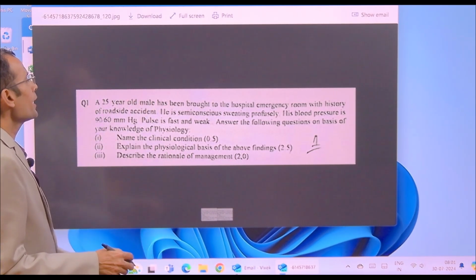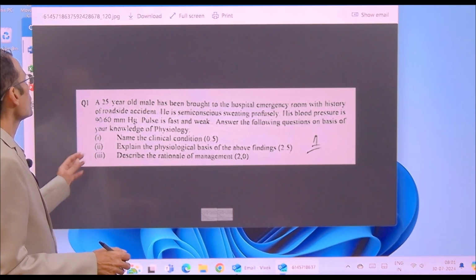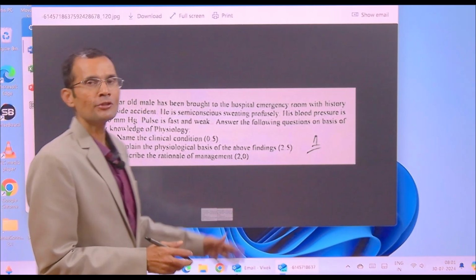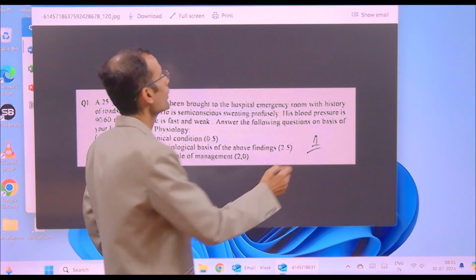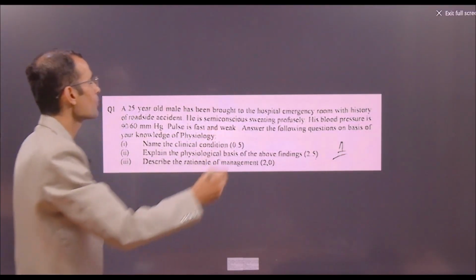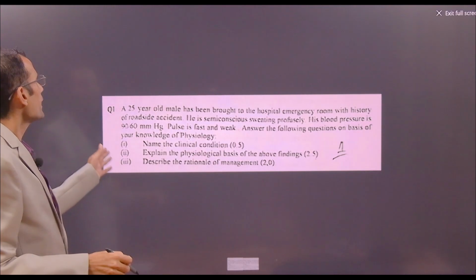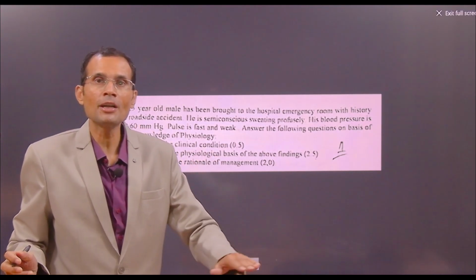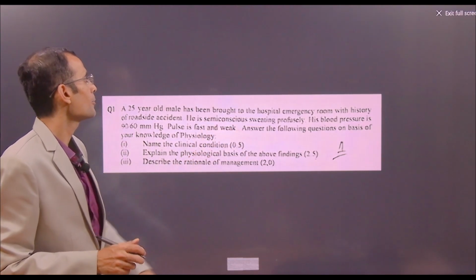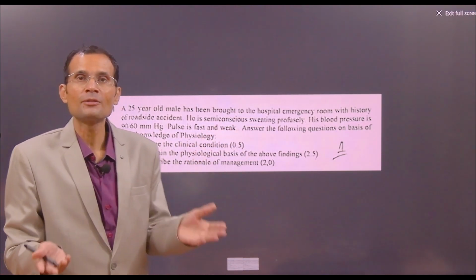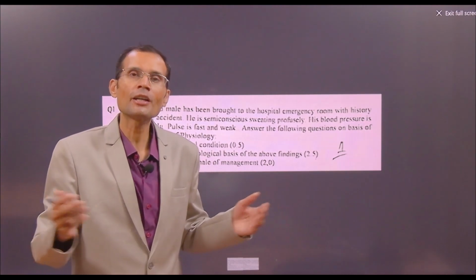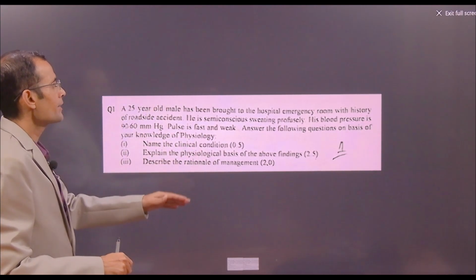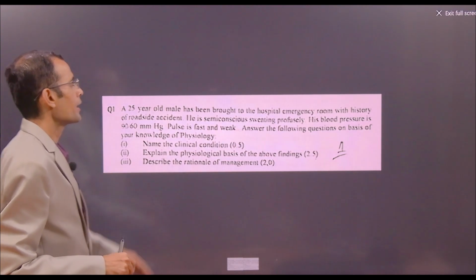A 25-year-old male has been brought to the hospital emergency room with history of roadside accident, semi-conscious and sweating profusely. Excessive sweating. His blood pressure is 90/60. So, blood loss, hypovolemia, sweating profusely. What is it? Come on. Circulatory shock. Yes. So, name the condition, explain the physiological basis of above findings and rationale of management.